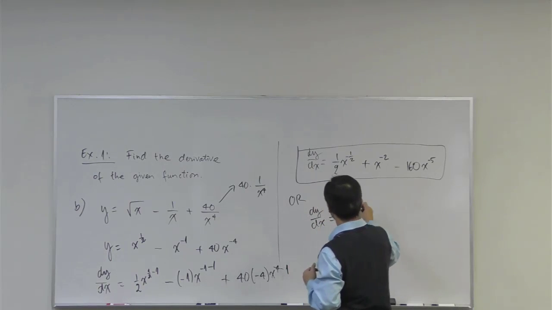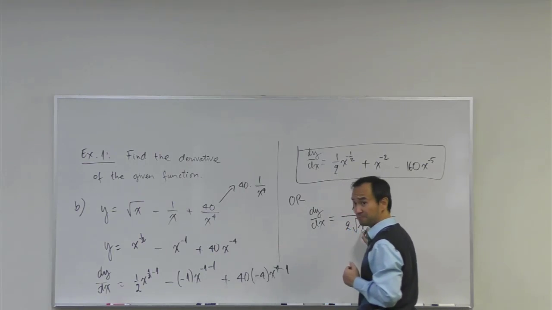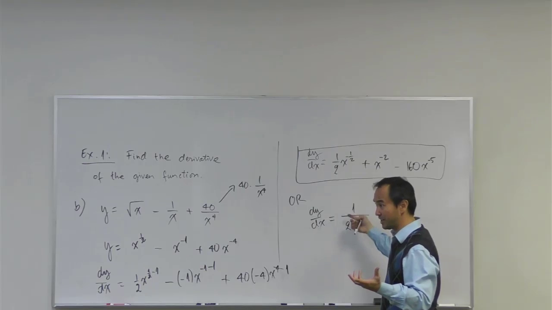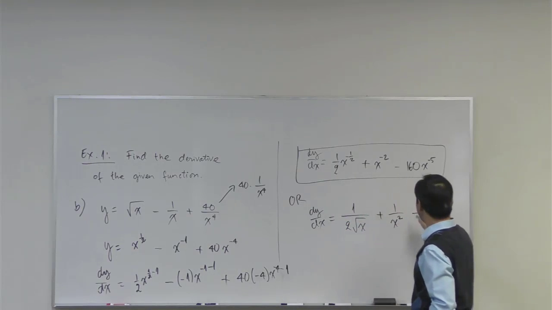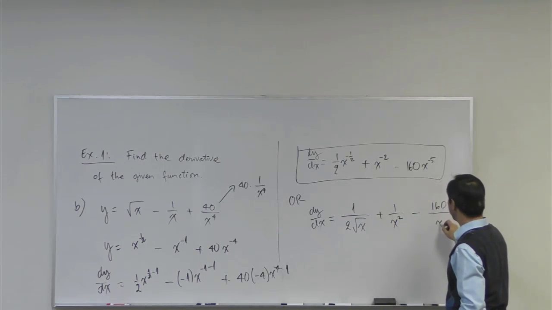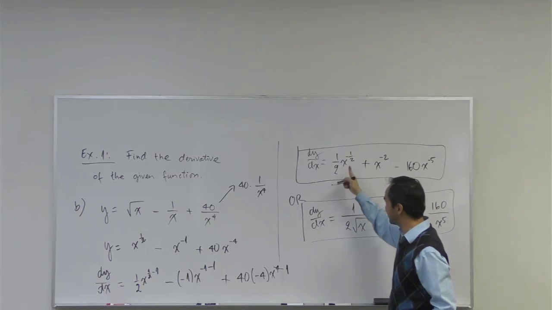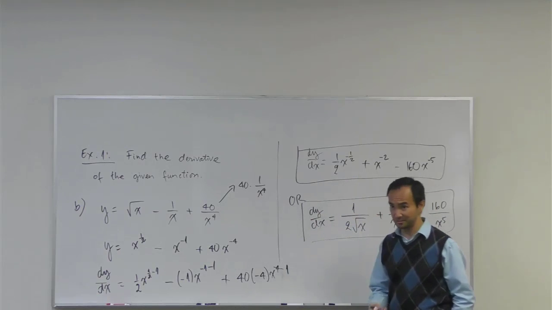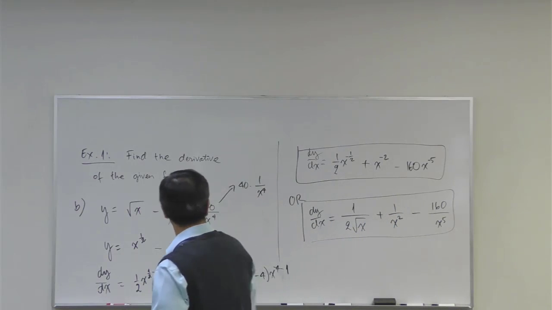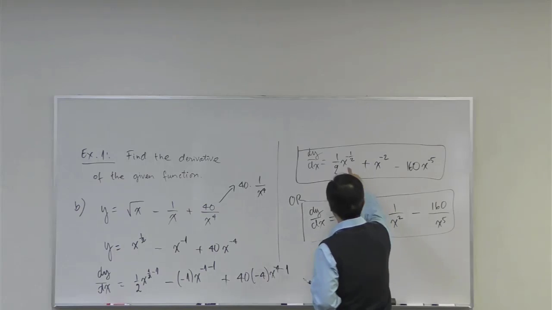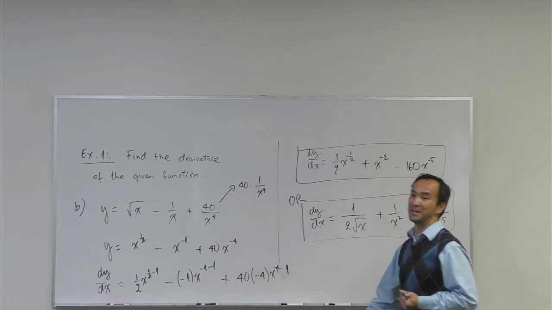Algebraically equivalent form: the first term is 1 over 2 square root of x, because the negative 1/2 power is a square root in the denominator, plus 1 over x squared minus 160 over x to the 5th. Be ready to write your original derivative in this form, because some assignment problems may ask you to write your final answer without negative powers. Without negative powers, that's how you write it. You know what I'm saying? Okay.